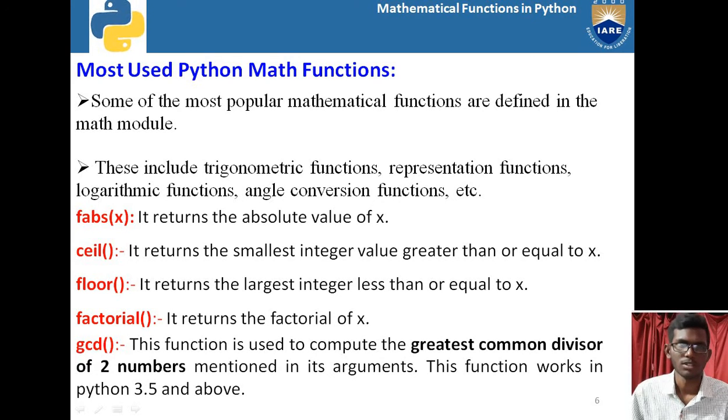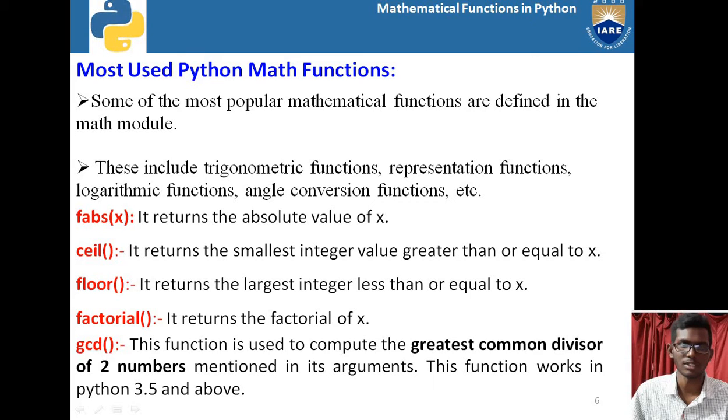Fabs, ceil, floor, factorial, GCD. GCD means greatest common divisor. Fabs returns the absolute value of x. Ceil returns the smallest integer value greater than or equal to x. Floor returns the largest integer less than or equal to x. Factorial returns the factorial of x.